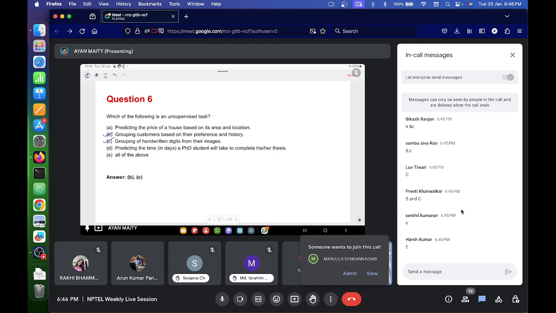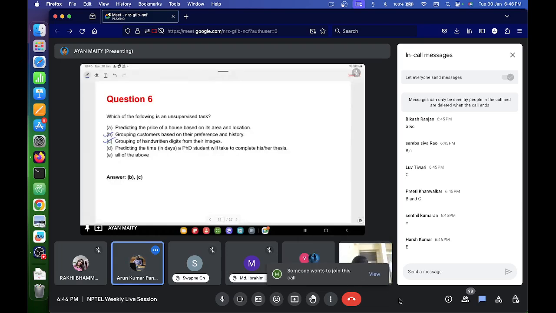So grouping customers based on their preference and history, it will check different input features like preference and history of different customers, and similar customers will be grouped into one group. And in grouping of handwritten digits from their images, it will do the same, that similar images would be grouped into one group. So it is not predicting a specific class or specific output variable for that. It's just grouping or clustering the objects. So that's why B and C are the two correct answers here. Is there any doubt in this question?